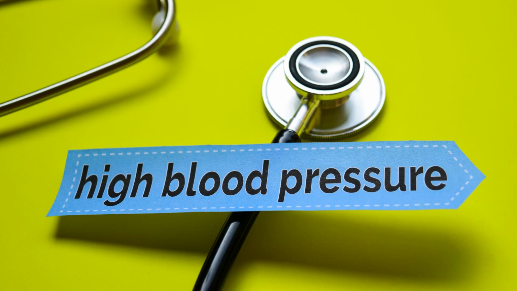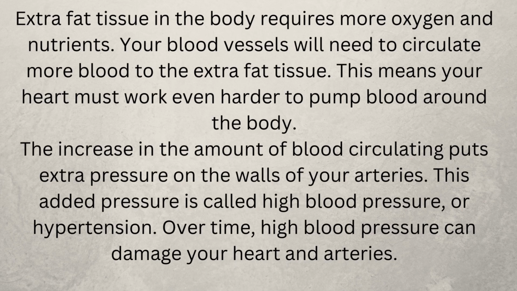High blood pressure. Extra fat tissue in the body requires more oxygen and nutrients. Your blood vessels will need to circulate more blood to the extra fat tissue. This means your heart must work even harder to pump blood around the body. The increase in the amount of blood circulating puts extra pressure on the walls of your arteries. This added pressure is called high blood pressure, or hypertension. Over time, high blood pressure can damage your heart and arteries.